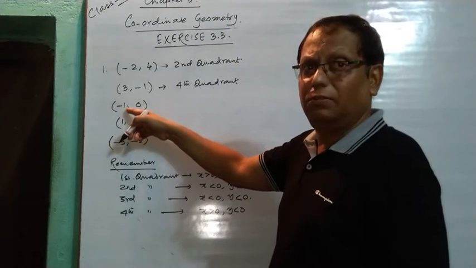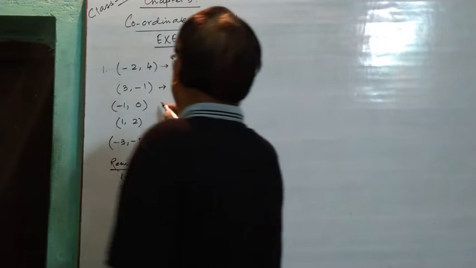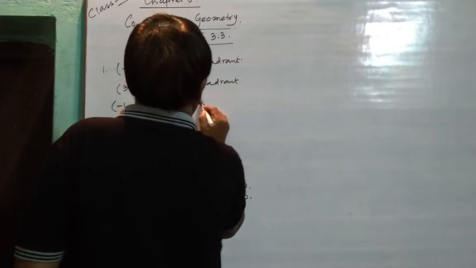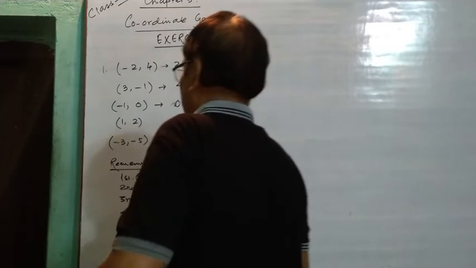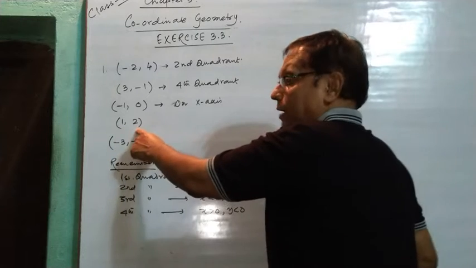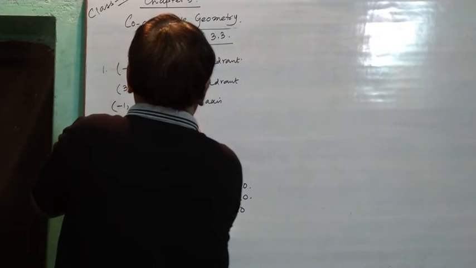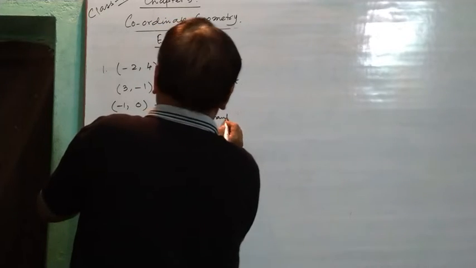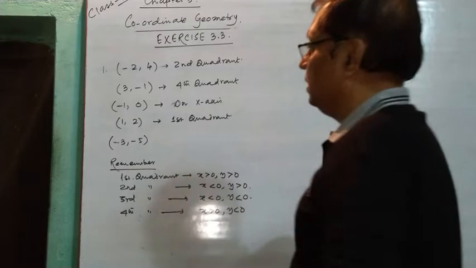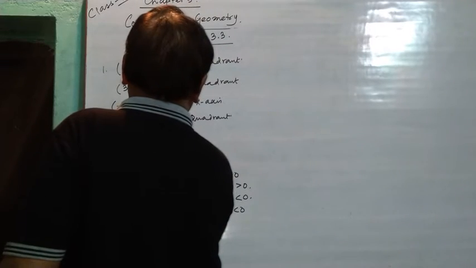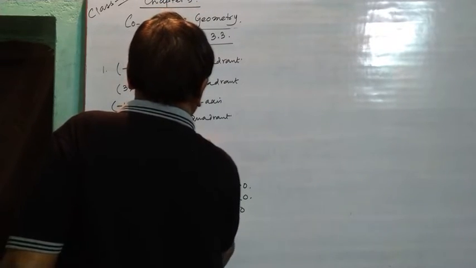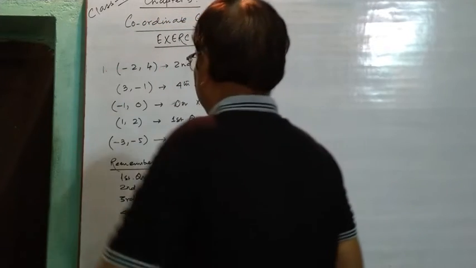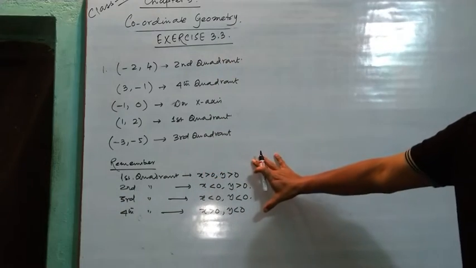X negative, y 0, this is on the x-axis. X positive, y positive, first quadrant. X negative, y negative, third quadrant. So, in order to write these answers, you have to remember this.